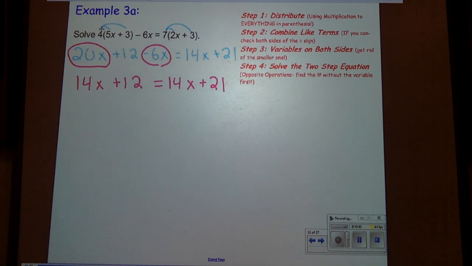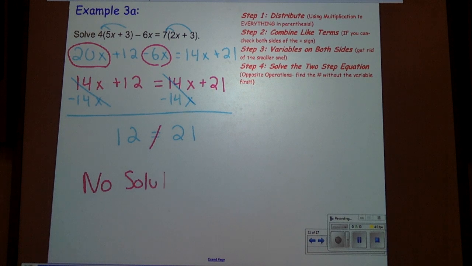So right now you might be noticing something. If not, step 3, there are variables on both sides. So we're going to subtract 14x from both sides. And they're going to cross out on both sides. And you're left with 12 equals 21, which is not a true statement. Those two numbers do not equal each other. So again, there's going to be no solution to this problem. Okay, so if you see 14x plus 12 is never going to equal 14x plus 21.